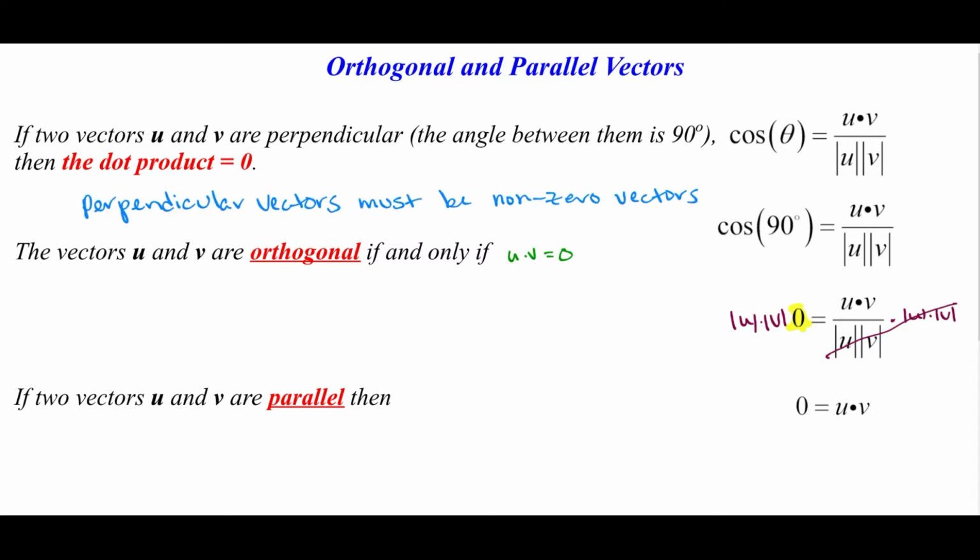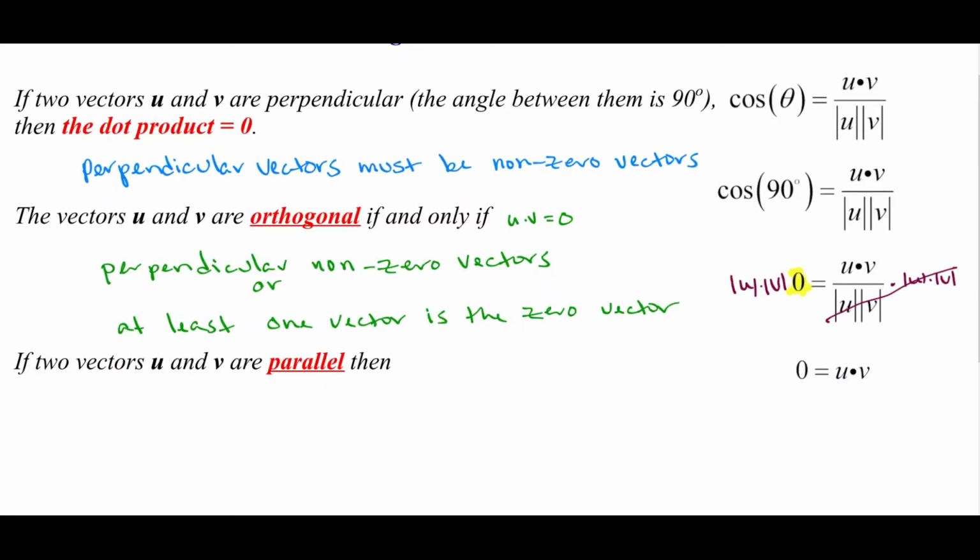So perpendicular vectors must be non-zero vectors. Orthogonal vectors, on the other hand, can include the 0 vector or be perpendicular vectors. So orthogonal vectors include all perpendicular vectors. All perpendicular non-zero vectors would be considered orthogonal, and then any two vectors where at least one of them is the 0 vector would also be considered orthogonal.